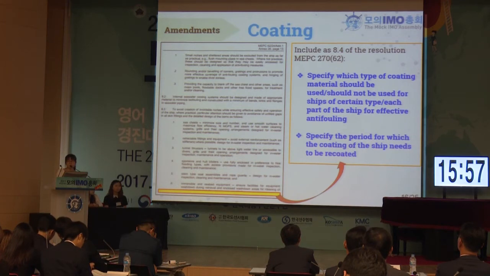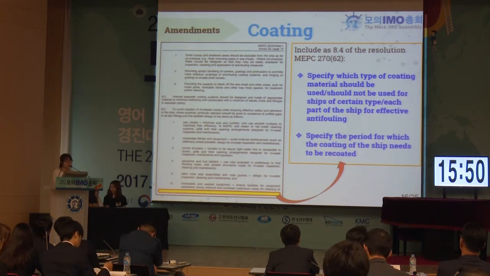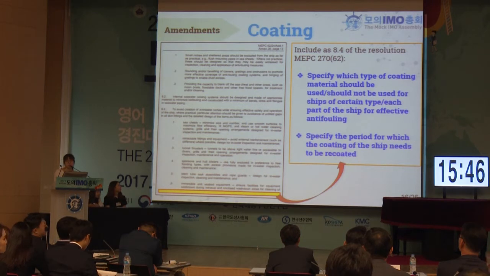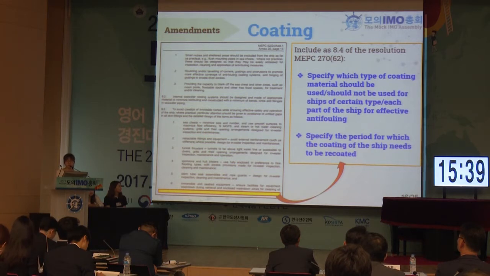Lastly, I'll talk about coating, which is the most important part of anti-fouling. In the current resolution, coating materials are not discussed in specific ways. Toxic materials in coating paints can pollute the marine ecosystem severely, so it is very important to find and limit the harmful paints in the first place.